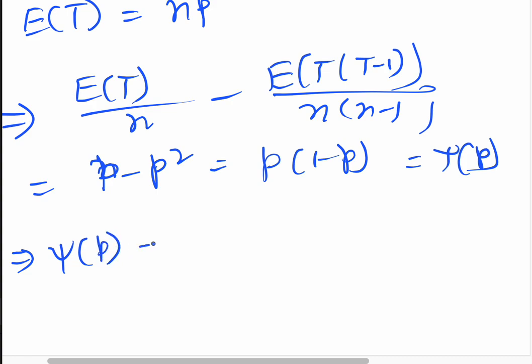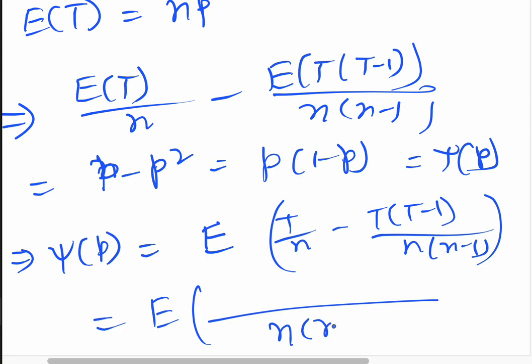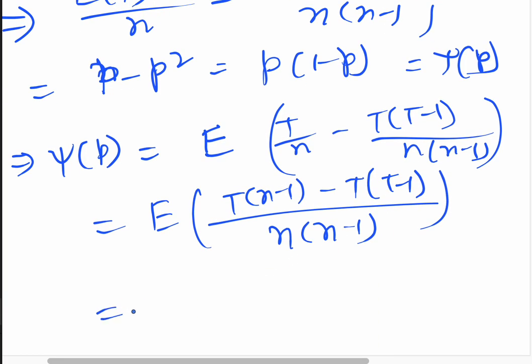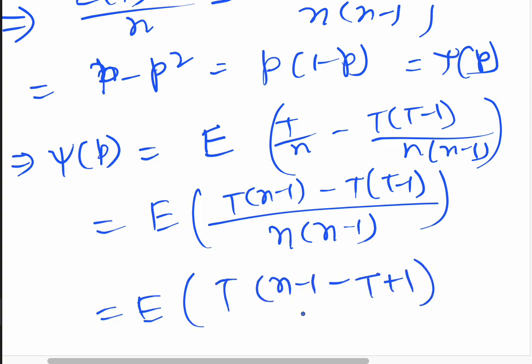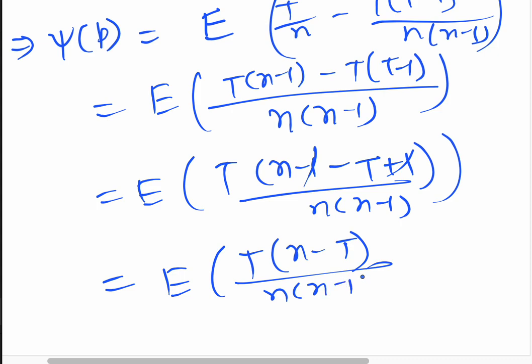And psi p will be the expectation of t by n minus t minus 1 by n into n minus 1, that is, expectation of n into n minus 1. This will be t times n minus 1 minus t minus 1. So by taking t common, t times n minus 1 minus t plus 1 by n into n minus 1, it will become the expectation of t by n into n minus 1.